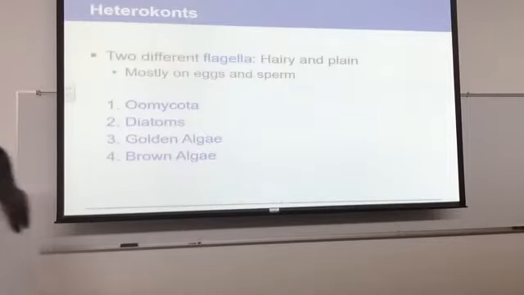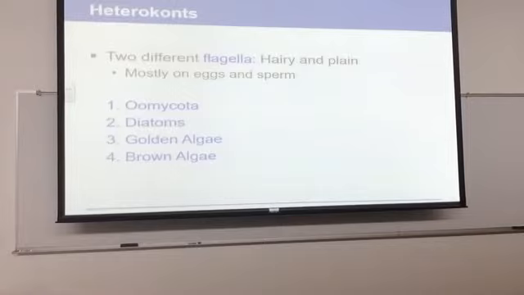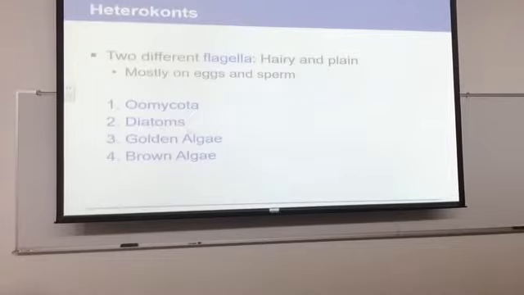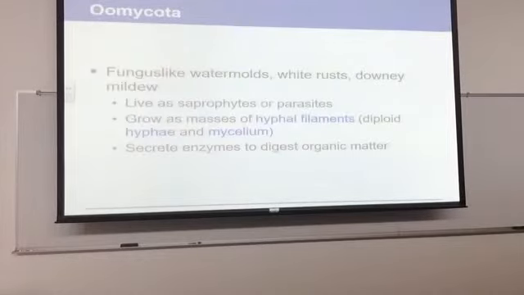So where we're picking up is on the heteroconts. The heteroconts have flagella, one of their defining characteristics. There are 4 groups of heteroconts: Oomycota, diatoms, golden algae, and then brown algae. And we're going to speak on each individually, beginning with Oomycota. Not Oomycota, but Oo.